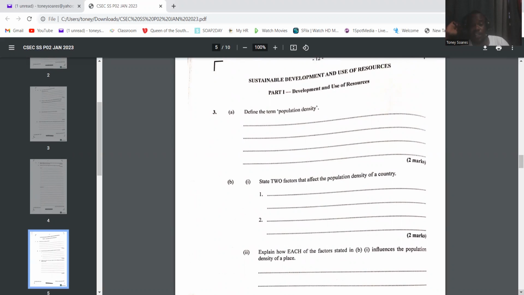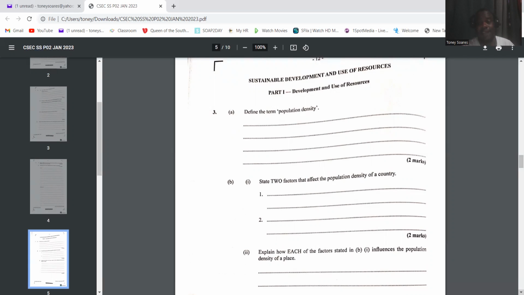That is what population density is. Now, the question says state 2 factors that affect the population density of a country. All right, you tell me now some factors that you think can affect population density. Remember, it's the average amount of people. Factors include the climate in the particular area.